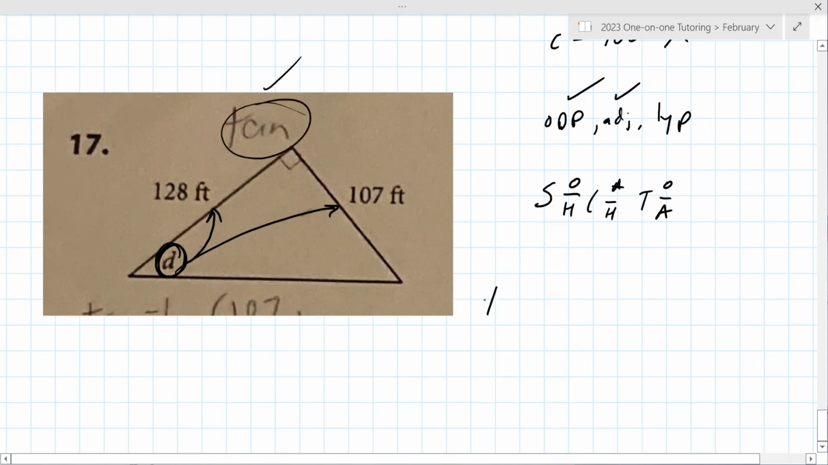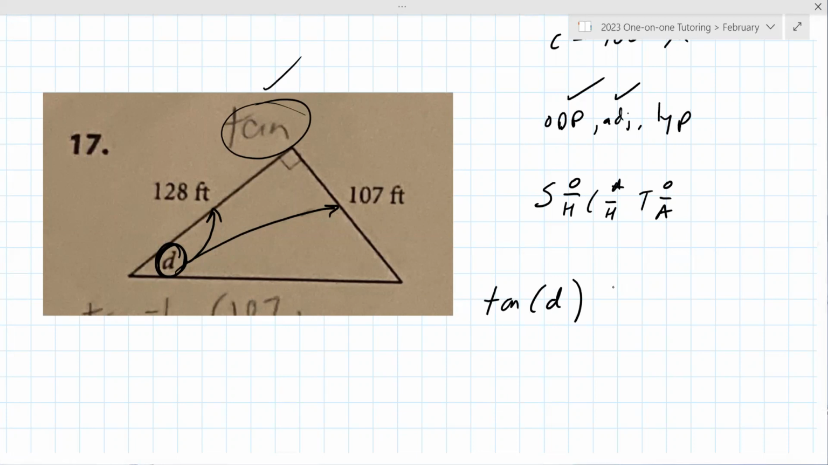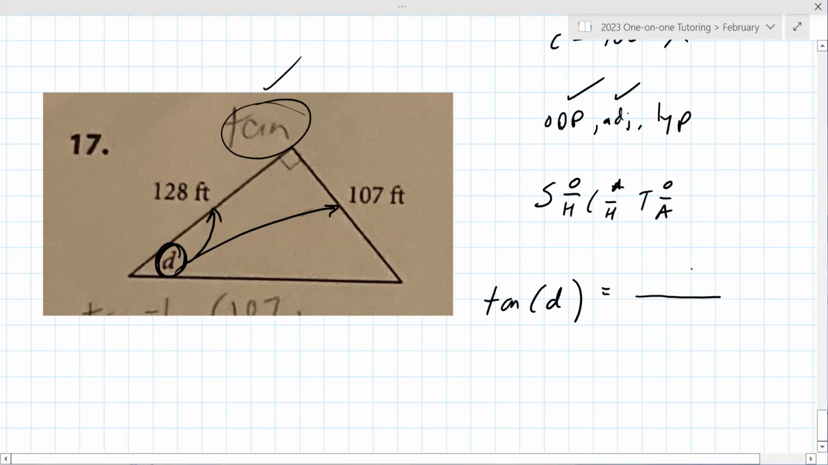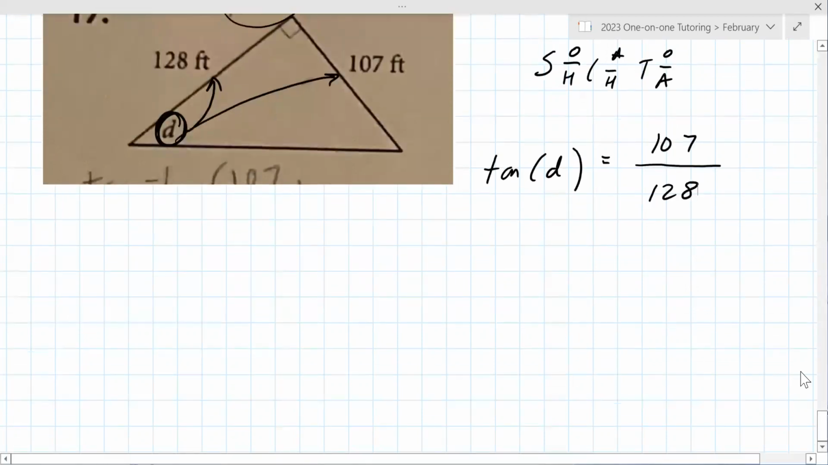So it's the tangent of D, because we don't know the angle, equals opposite over adjacent. So 107 over 128. So notice the difference though. We don't have the angle this time. I guess let's just carry on and I'll see.